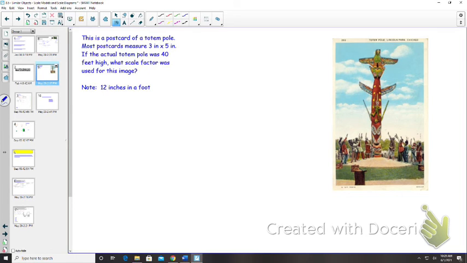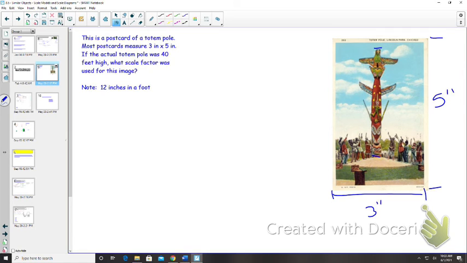Okay, so this is a postcard of the totem pole. Most postcards measure 3 by 5 inches, so we'll assume that this is a regular postcard, 5 inches by 3 inches. If the actual totem pole was 40 feet high, what scale factor was used for this image? What is one thing we need to do to get 40 feet into inches? Good, convert feet to inches, you bet.